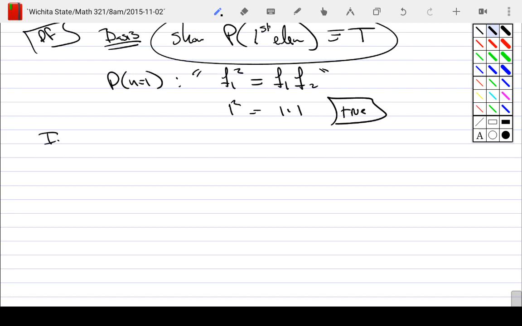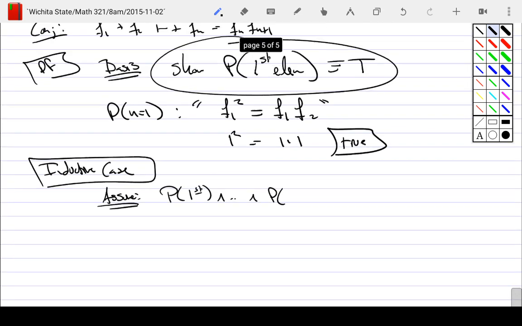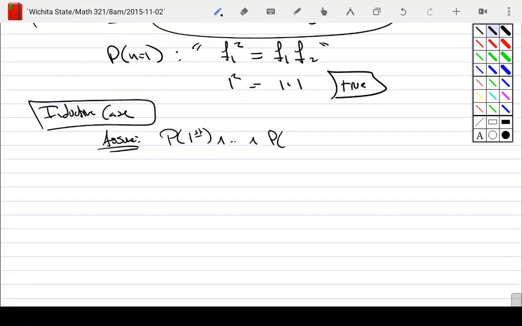Inductive. So the inductive case is, and we'll do strong induction, right? We are going to assume what? P of first and everything up to P of the... Do we only need... Let me look at this problem for a second. No, we can use weak induction.